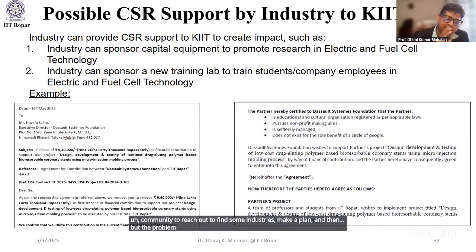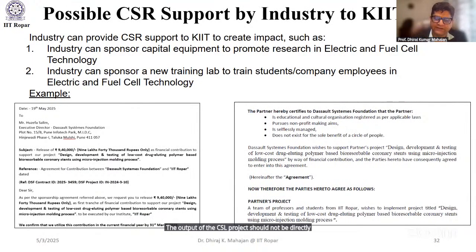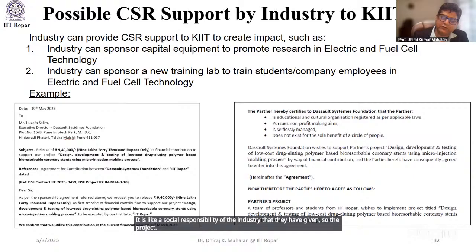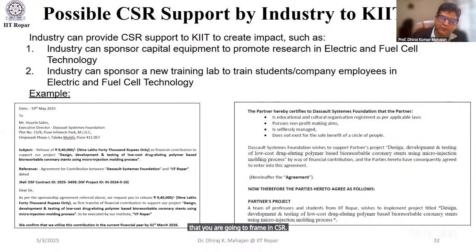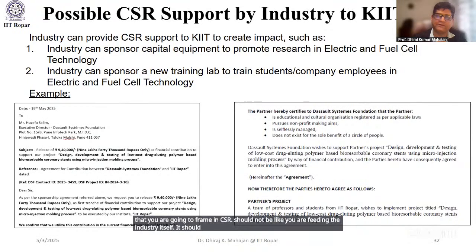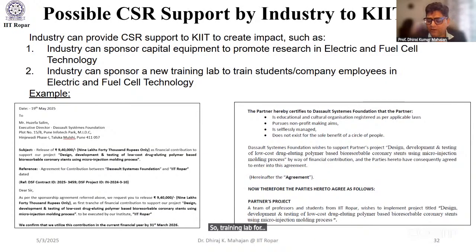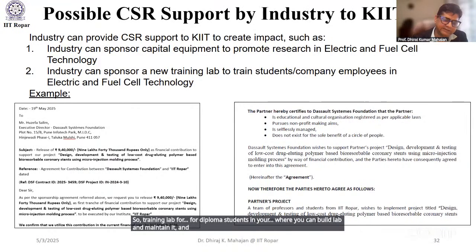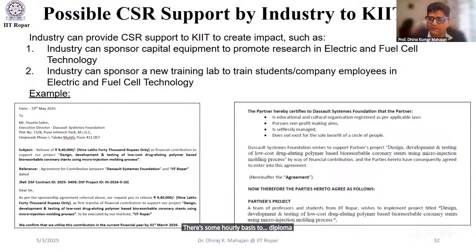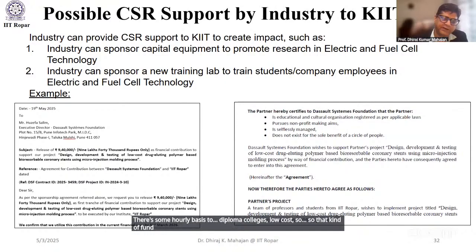But the problem in a CSR project is that its output should not be directly useful to the industry. It is a social responsibility of the industry. So the project you frame in CSR should not be feeding the industry itself. It should be a general purpose project where, for example, you are starting a training lab for diploma students, where you build the lab and maintain it, and then probably charge diploma colleges a low hourly cost. So that kind of fund rotation starts happening in your department, in your institute, through CSR support.